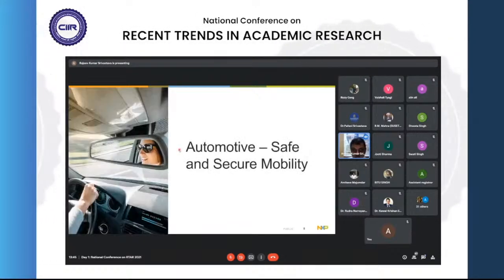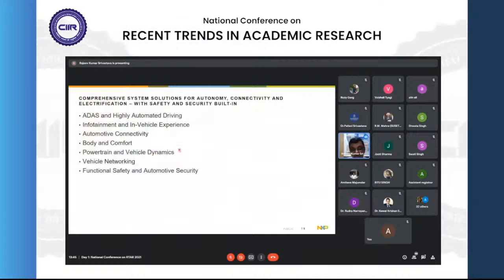Now let's see how we have penetrated into automotive for safe and secure mobility. So we have a lot of things which are part of the car. So ADAS and highly automated driving. ADAS means automatic driving assistance system. Infotainment and in-vehicle experience, automotive connectivity, body and comfort, powertrain and vehicle dynamics, vehicle networking, and functional safety and automotive security. Now let's look at all of them one by one.